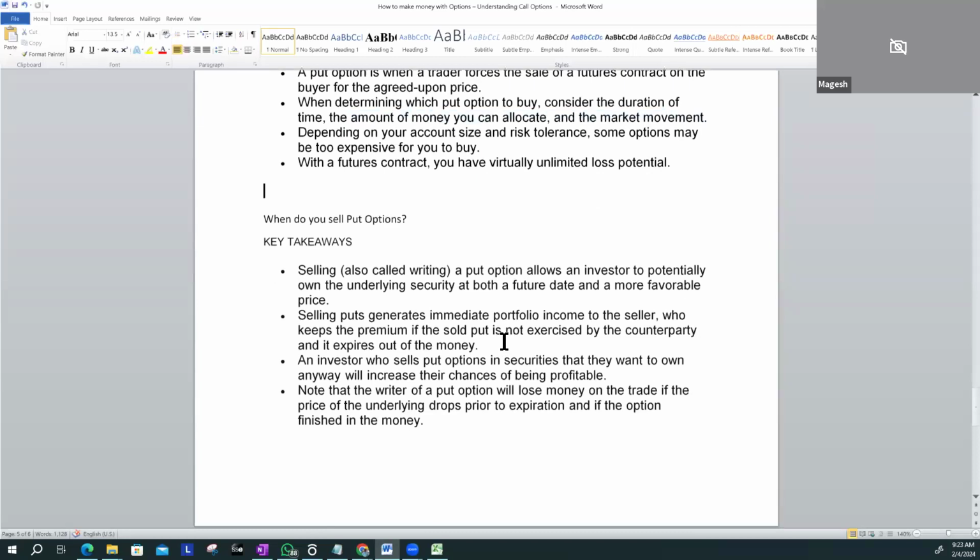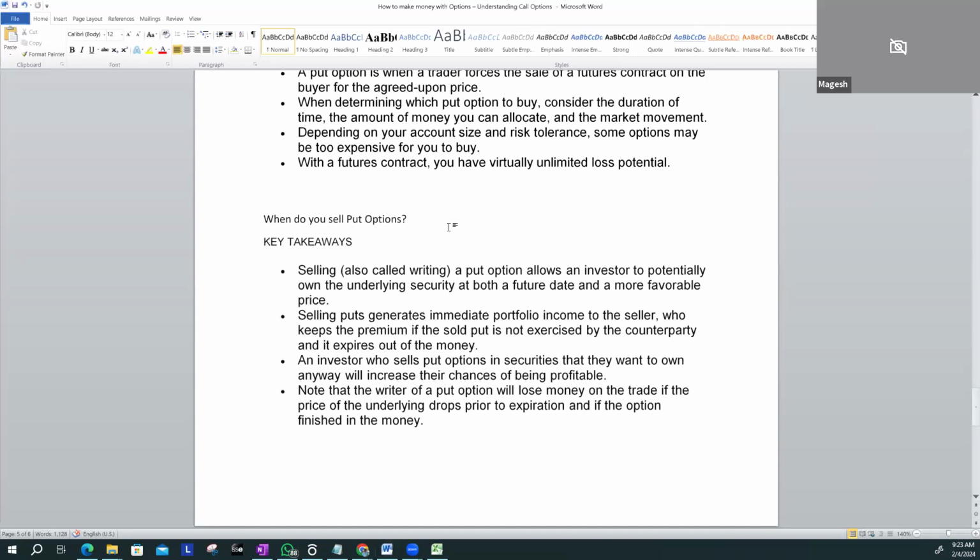Okay, so key takeaways. When do you sell put options? So far we saw buying, so when do you sell? Buying a put option is a bearish strategy. The same put option can be used for a bullish strategy when you sell a put option. Selling, also called writing a put option, allows an investor to potentially own the underlying security at a future date and at a more favorable price.